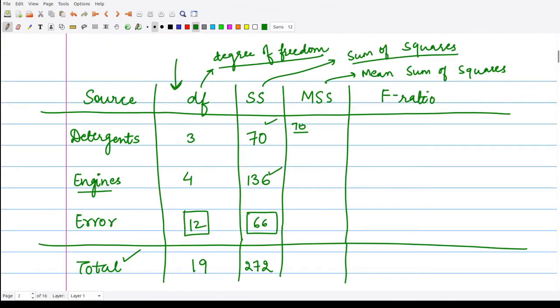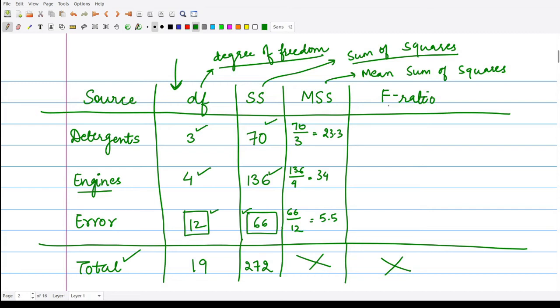So when you divide 70 by 3, you have this mean sum of square to be 23.3. Now for this term, when you divide 136 by 4, the degree of freedom, that is equal to 34. And for error, when you divide the 66 by this 12, you have this to be 5.5. So here we do not require this thing, and here we will also not calculate this thing. So this is the mean sum of square.